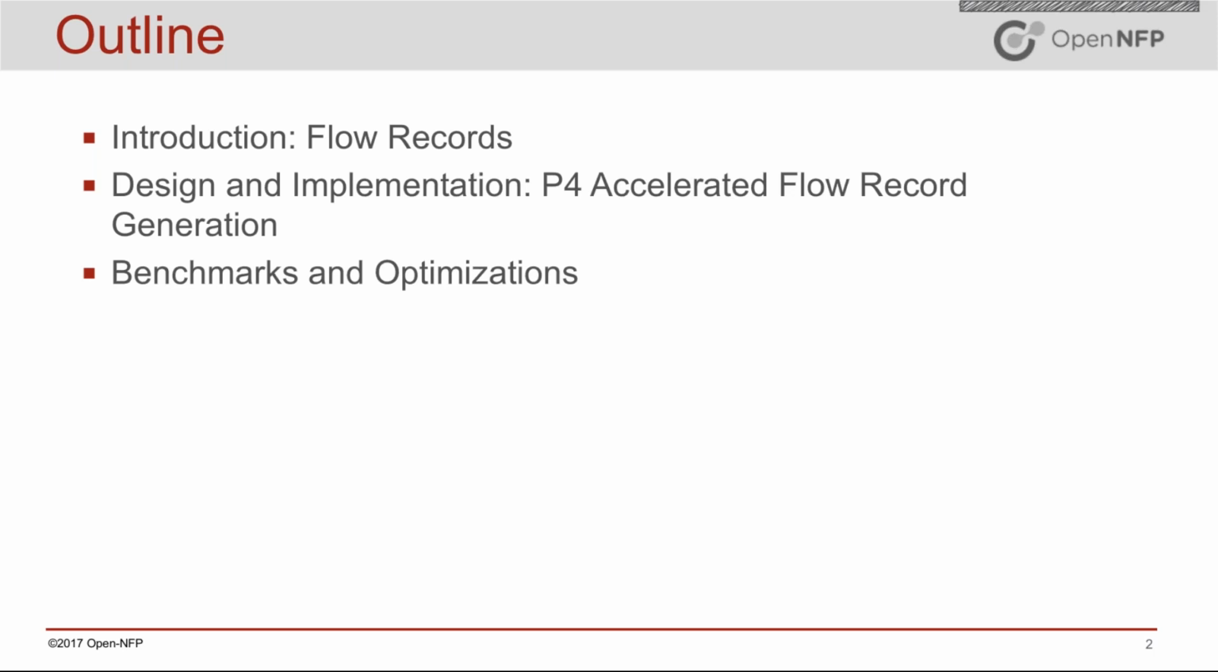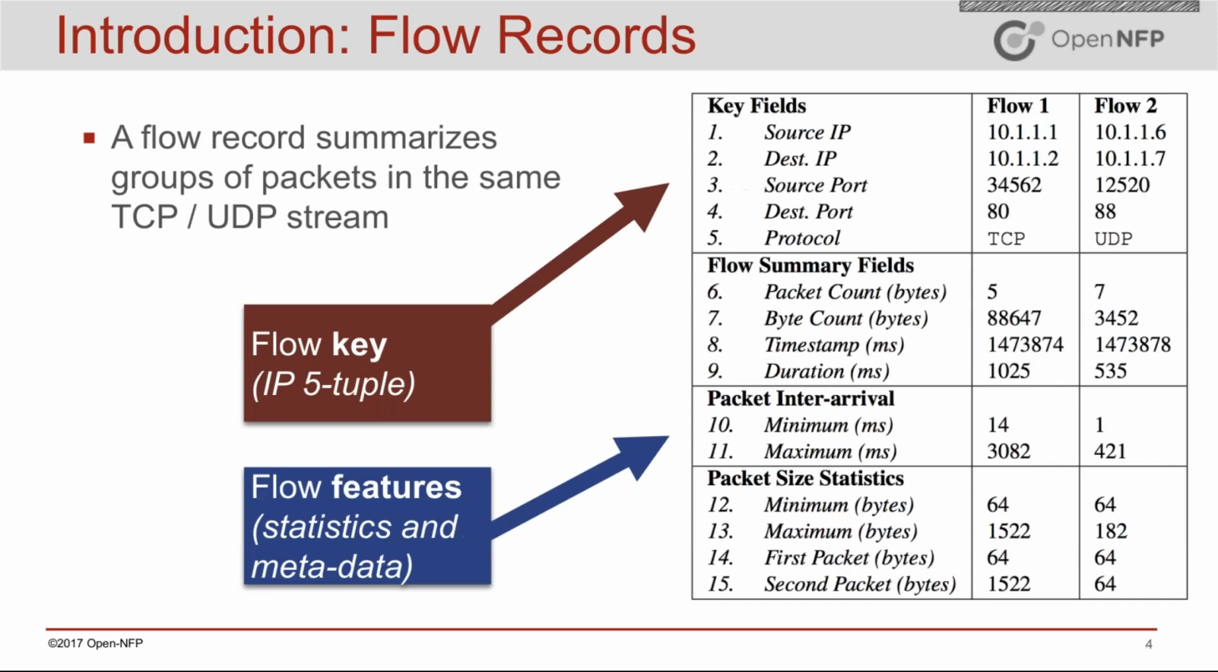So let's start by talking at a high level about flow records. A flow record is basically a data format that summarizes a group of packets in the same TCP or UDP stream, usually. There are 2 basic parts to a flow record. First, the key of the flow record, which basically just describes which packets the record is summarizing. And second, the features of the flow record. These are statistics and metadata that summarize those packets in that flow in a number of different dimensions.